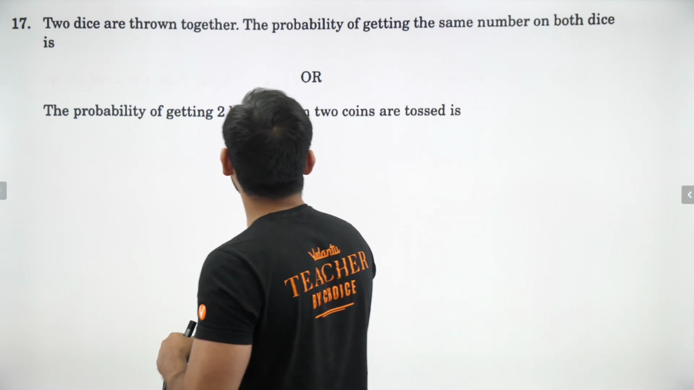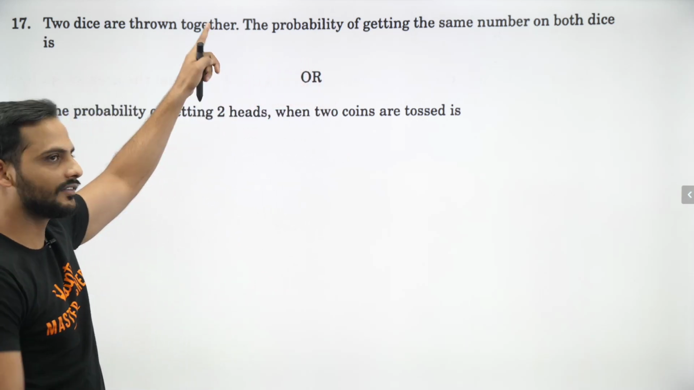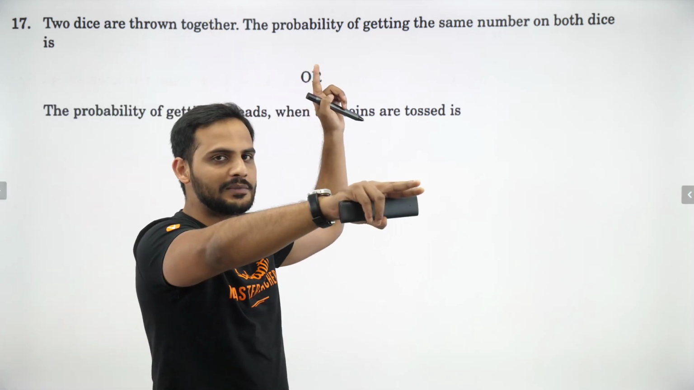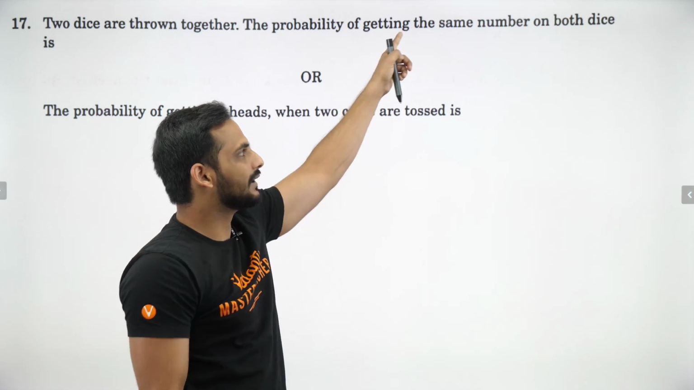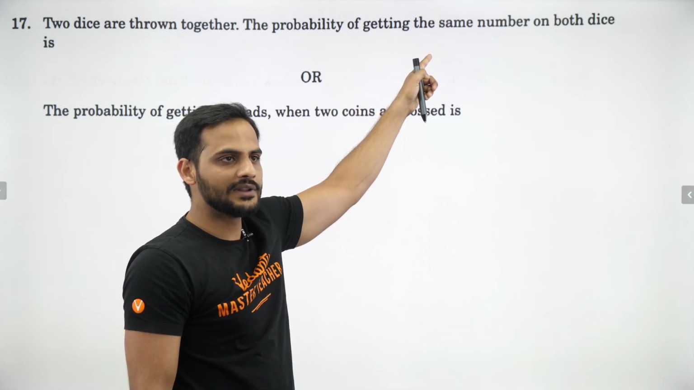Two dice are thrown together. The probability of getting the same number on both the dice. This question, I think some of you have asked me in the chat, in the email also. बताओ जल्दी से मेरे को. What is going to be the answer for this question? What is going to be the answer?